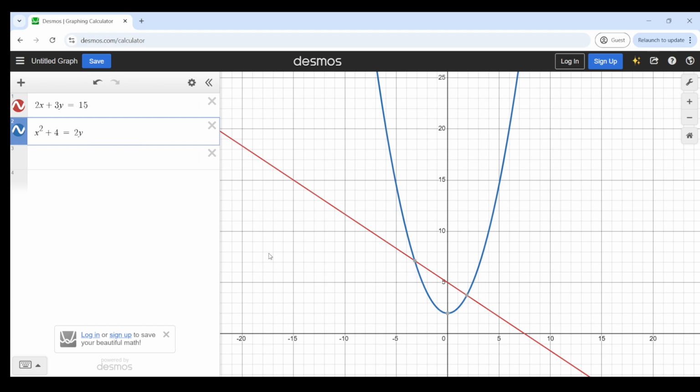So again, it's important to remember that you can use Desmos on the SAT, and you can basically graph both equations and then find where the equations intersect, and those are the solutions.